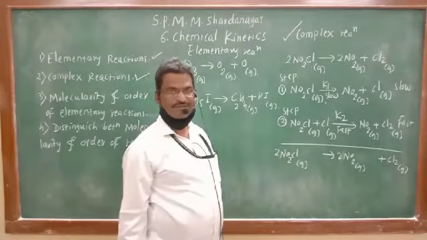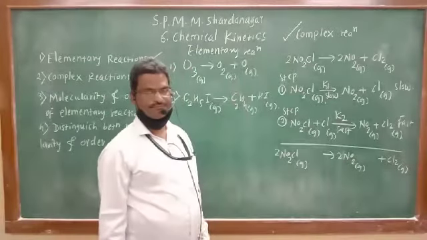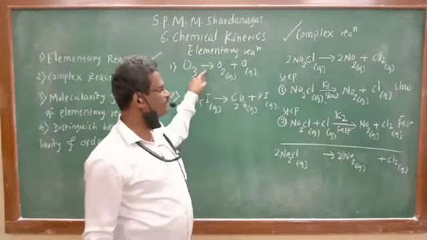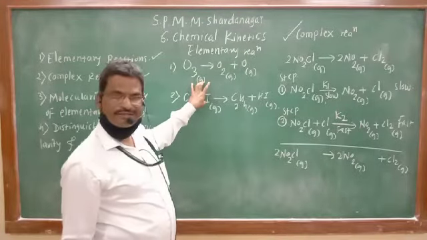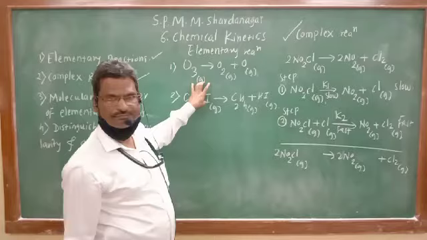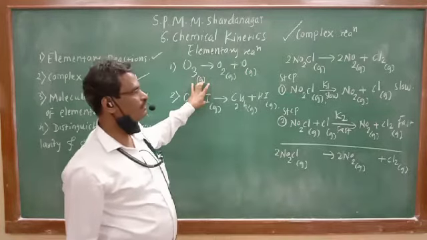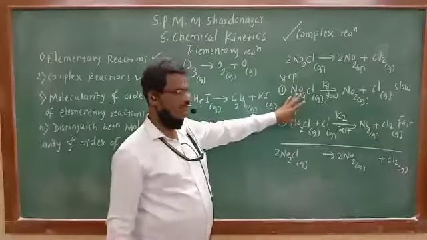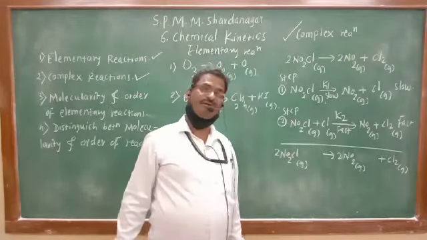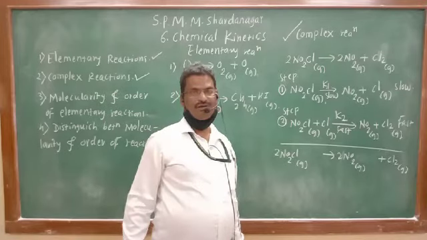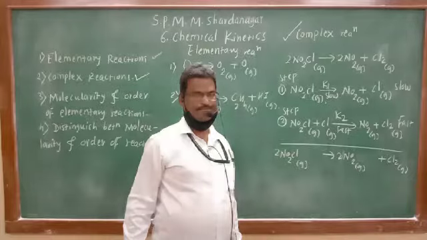You got the difference between elementary reaction and complex reaction. An elementary reaction is a one-step reaction, the simplest reaction. It takes place directly, whereas complex reactions are the summation of two or even more than two reactions.